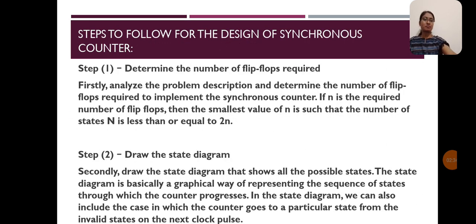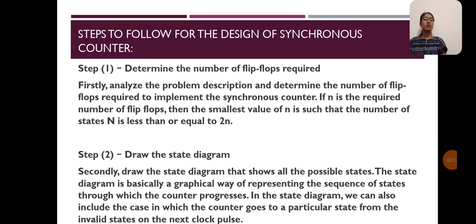Next are the steps to follow for the design of a synchronous counter. First step is to determine the number of flip-flops required. Firstly, analyze the problem description and determine the number of flip-flops required to implement the synchronous counter. If n is the required number of flip-flops, then n is the smallest value such that the number of states, capital N, is less than or equal to 2^n. Second step is to draw the state diagram. Secondly, draw the state diagram that shows all the possible states.